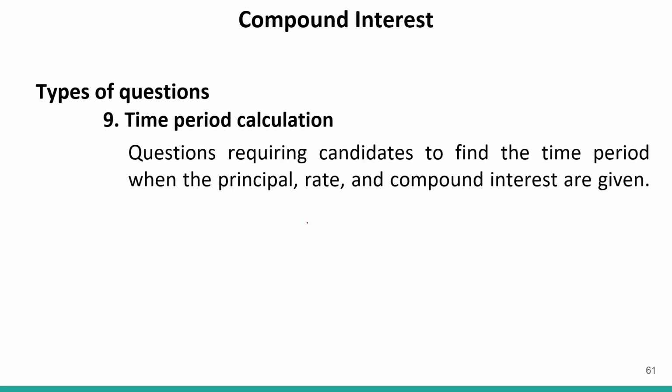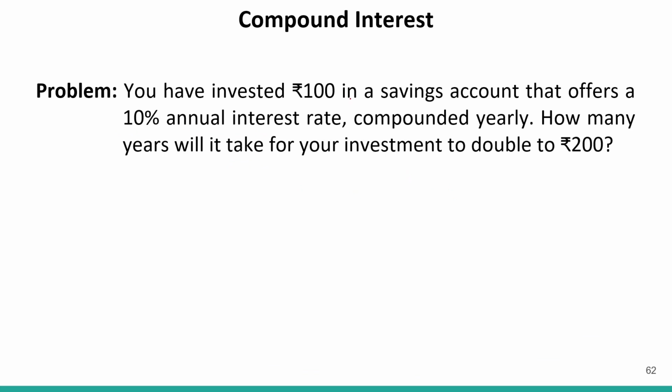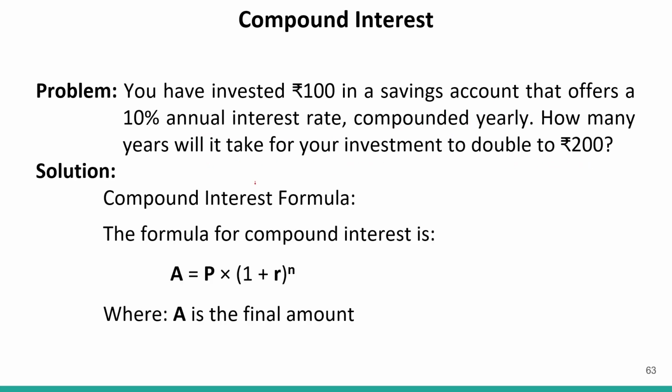Let's see the 9th kind of question, that is time period calculation. These are questions requiring candidates to find the time period when principal, rate and compound interest are given. You have invested 100 rupees in a savings account that offers a 10% annual interest rate compounded yearly. Here compounding is done yearly. How many years will it take for your investment to double, that is 200 rupees? The compound interest formula is this. Given that A is equal to 2X and P is equal to X, 1 plus R is known here and N is unknown here.